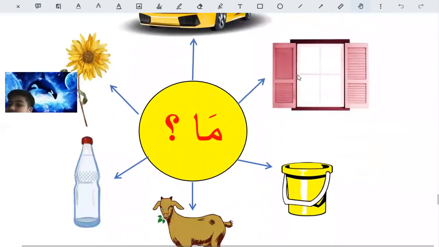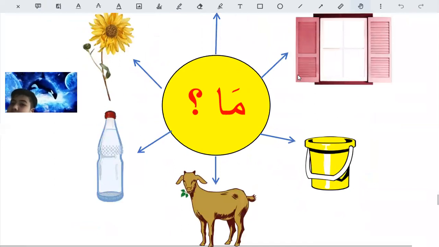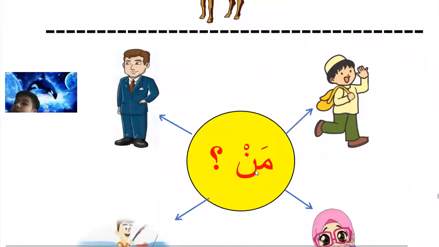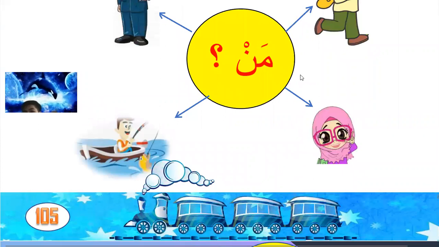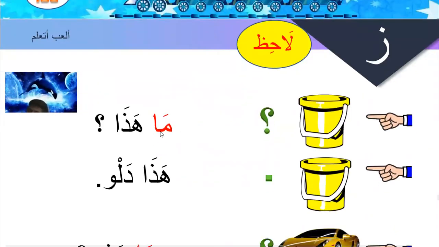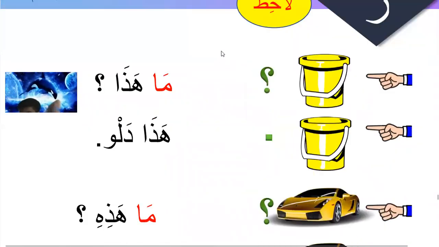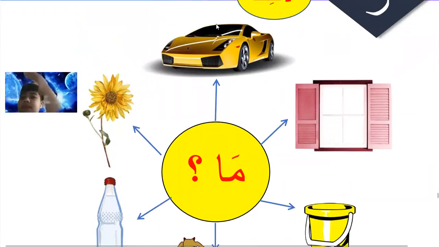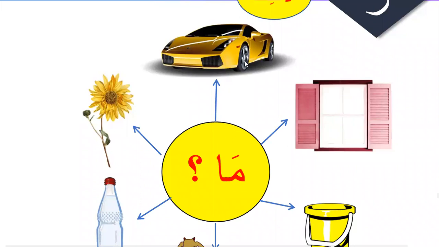Meaning? Ma is a goat. Goat. Then we have the word ma. Ma means what? For anything except humans. Yes. And man means who? It is used only for human beings. So you will ask a question like this. Ma haza, what is this? And then you will answer according to it. So ask a question for this picture. Okay. So I need to say ma haza. In this one you will say ma hazihi because sayara is feminine. Ma hazihi. Hazihi sayara. Good.